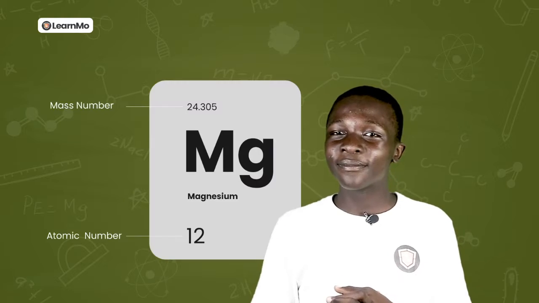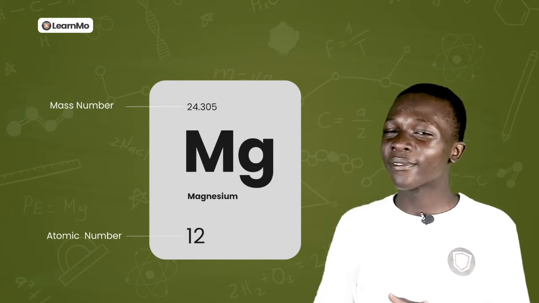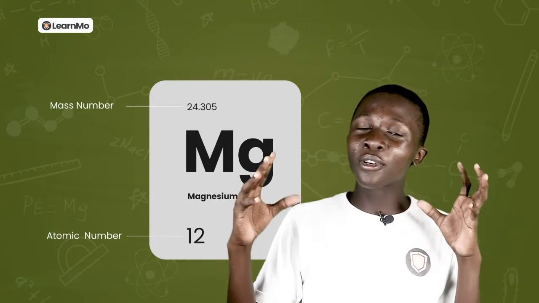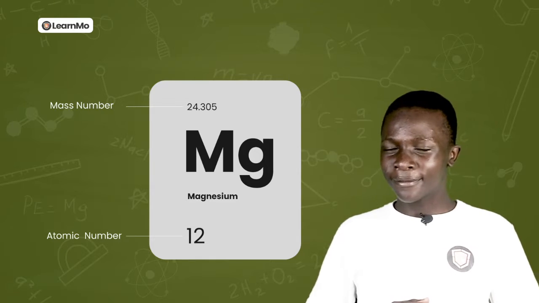Let's now understand what mass number and atomic number mean. Well, take a look at magnesium. This right here is what we call the chemical symbol. The number on top is called the mass number, while the number that is down is called the atomic number.